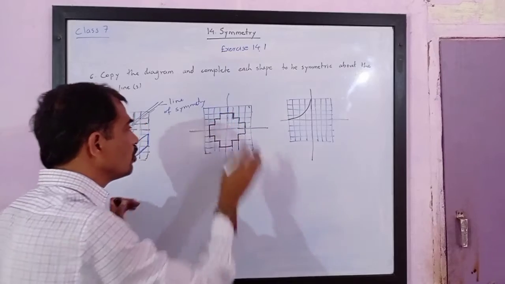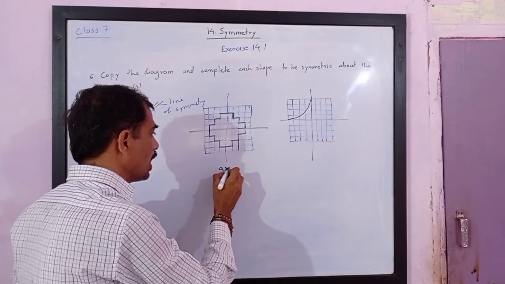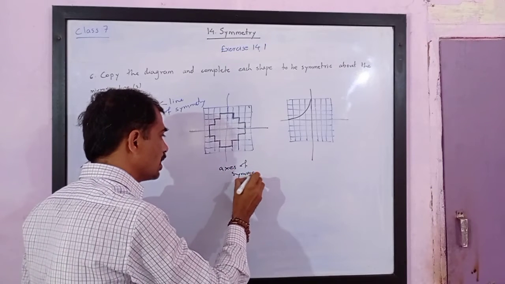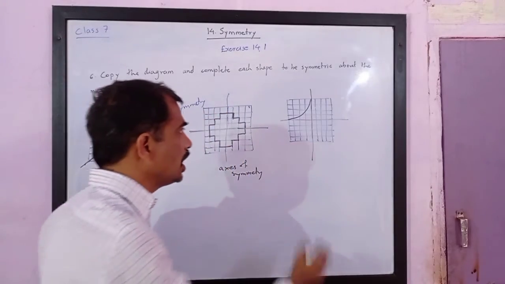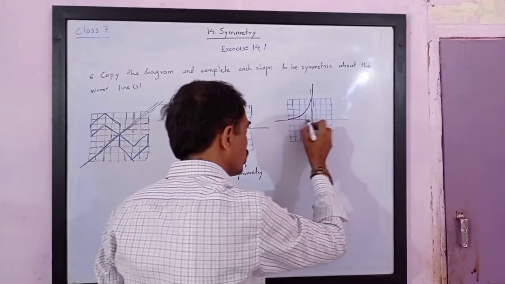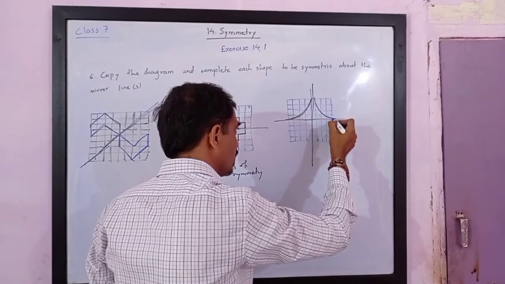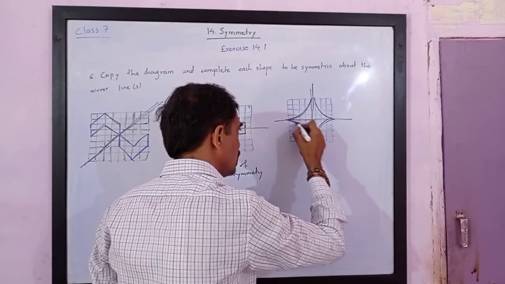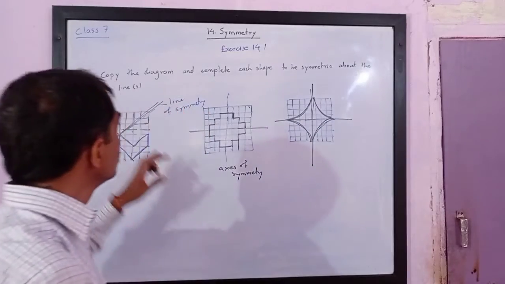So this is what we expect when it is folded along the axis of symmetry. Here two axes are there, two lines are there, so we will get four parts of the figure. Now here also you will notice that it is folded along two axes. So if this line is there, then we will get the figure something like this. So this is what we expect when we fold the paper.